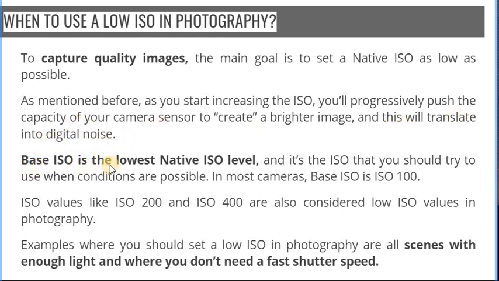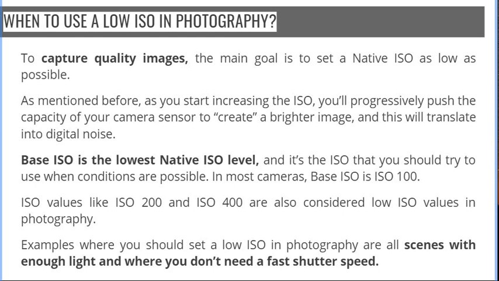Base ISO is what we call the lowest native ISO level. Yung pinakamababa. Parang sinabi ko lang. So, base ISO is usually ISO 100. ISO values like ISO 200, 400 are considered as low ISO values in photography. Examples where you should set a low ISO in photography are all scenes with enough light and where you don't need a fast shutter speed.